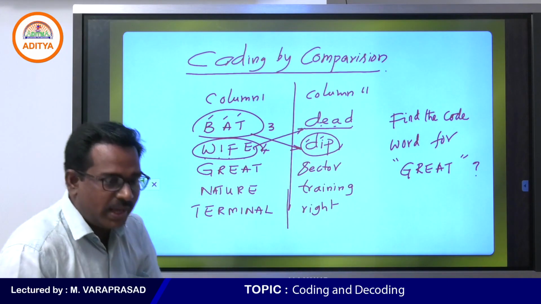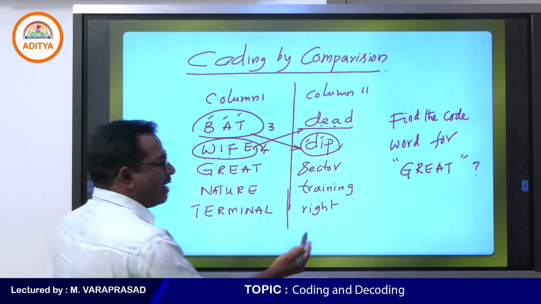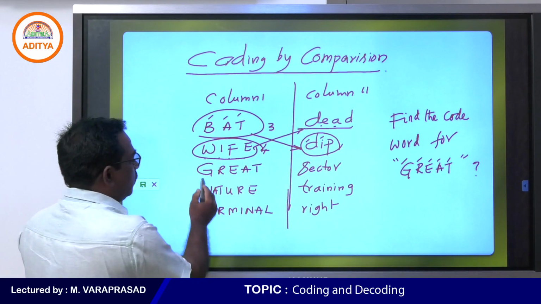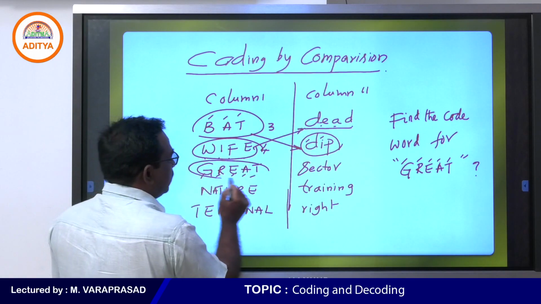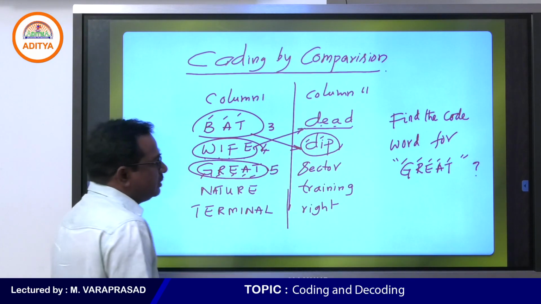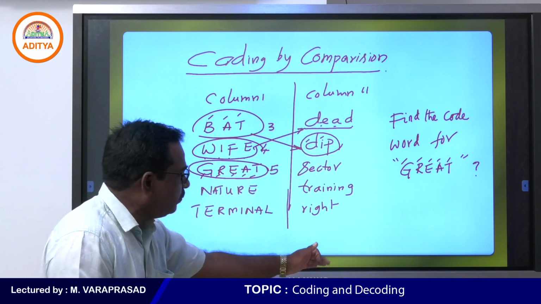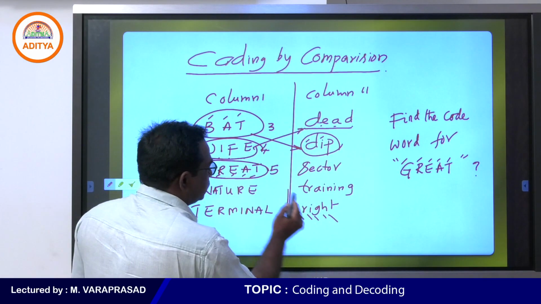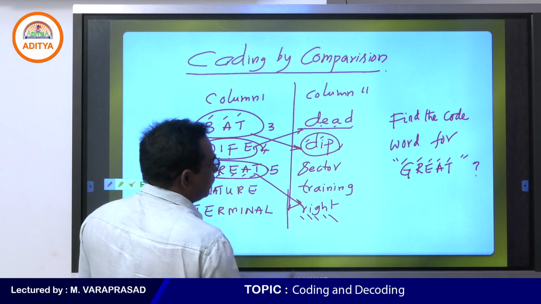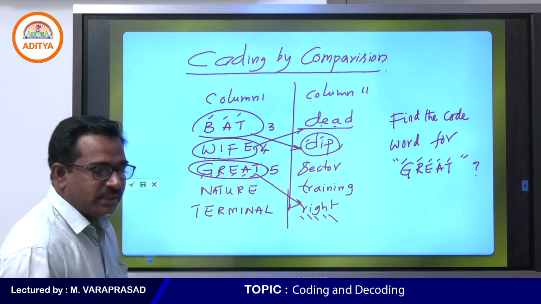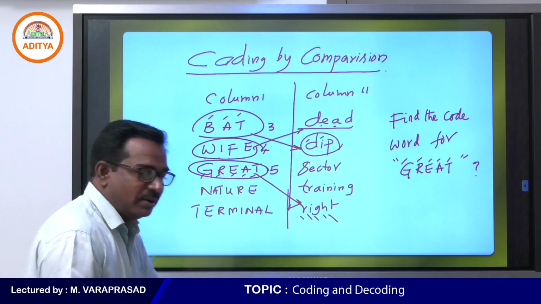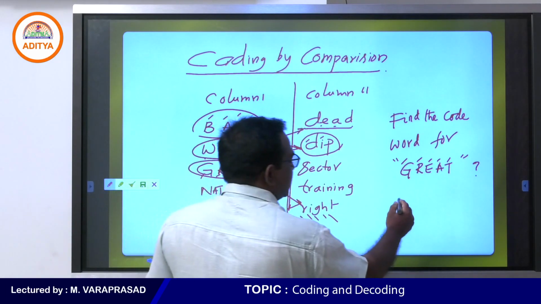Now if you go like that, great has 1, 2, 3, 4, 5 letters. It is a 5-letter word. In column 2, which one has 5? 1, 2, 3, 4, 5. So great is coded as the 5-letter one, which means it is right. The answer is right. Many of you wrote the same thing.